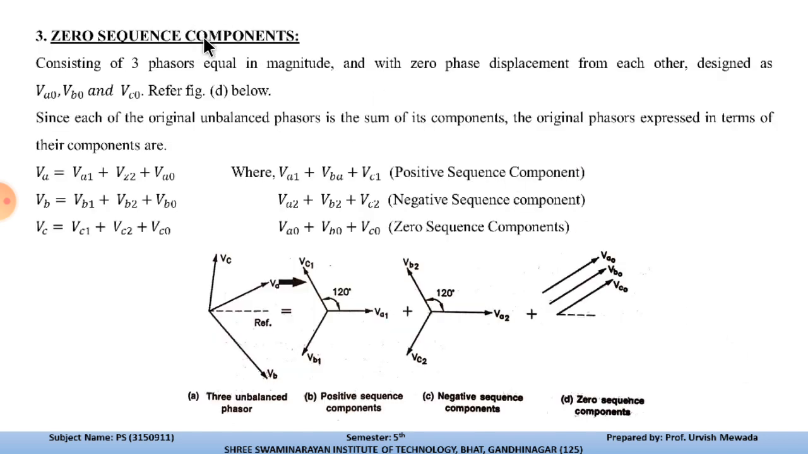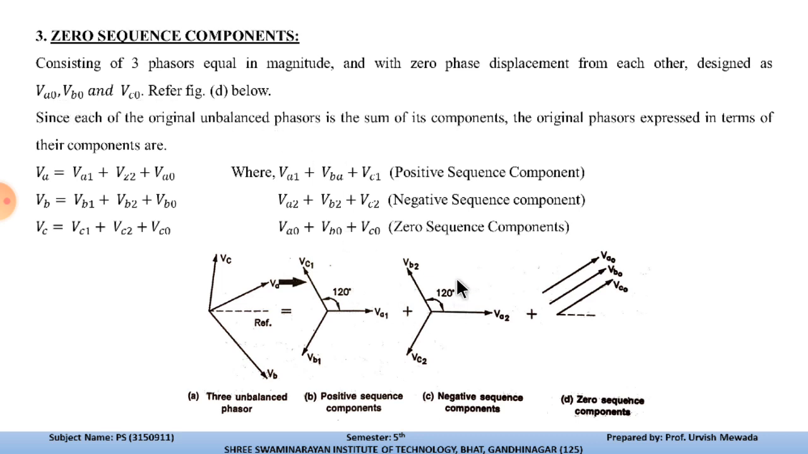Now what about the zero sequence? The zero sequence consists of three phasors which are equal in magnitude but with zero phase displacement. So in the case of positive and negative sequence, all the phases are 120 degrees apart from each other, but in the zero sequence component the phasors have zero phase displacement from each other, and they are designated as VA0, VB0 and VC0.